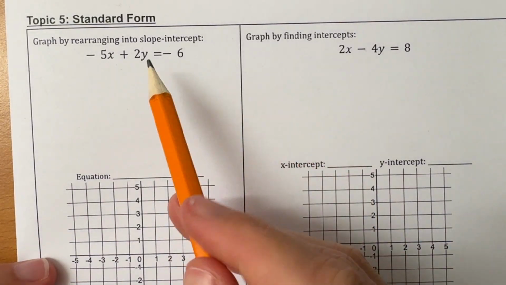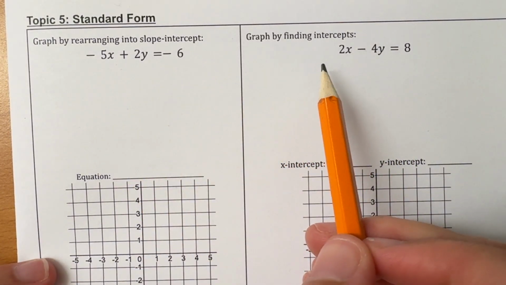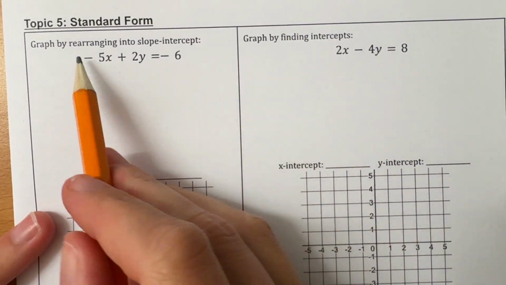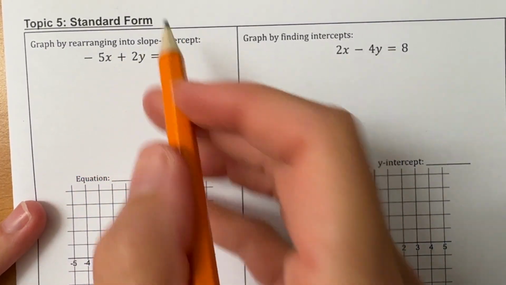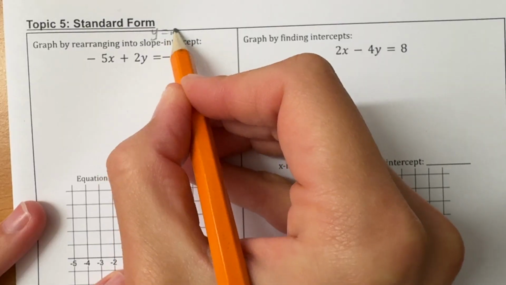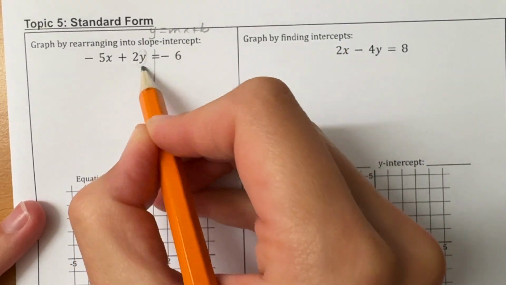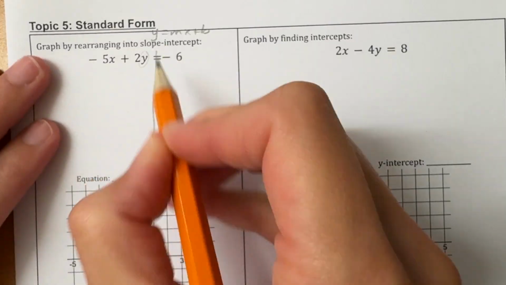Okay, in standard form, I'm asked to do two different methods. You have to be able to do both, and you have to be able to recognize which one's which. This says graph by rearranging into slope-intercept. Remember, slope-intercept is y equals mx plus b. So this is the one where I'm going to leave this y here on the left side where I want it and move everything else.